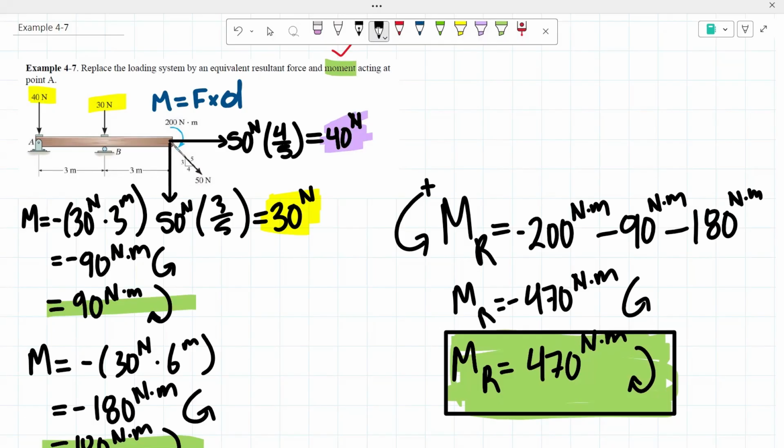So to do that, we only have one horizontal force, which is the 40 newtons. We know that's acting to the right. So we know that our sum of all of our forces in the x direction equal 40 newtons, since that's the only horizontal force. From there, we're going to just add our vertical forces.